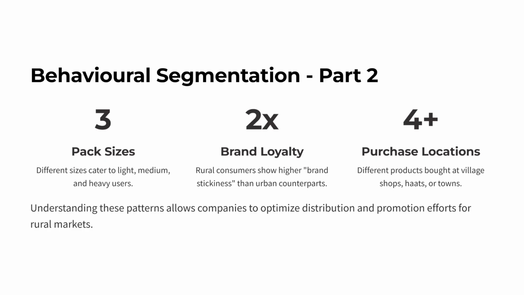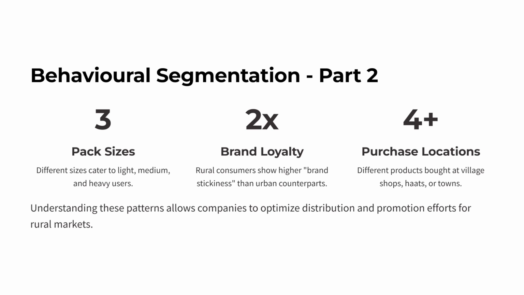Continuing with behavioral segmentation variables, fourth is usage rate. Markets can be segmented into light, medium, and heavy product users. Companies often cater to this by offering different pack sizes. Small, affordable sachets are extremely popular in rural markets, catering to light users or those managing tight budgets, while larger family packs or economy sizes appeal to heavy users or larger households.